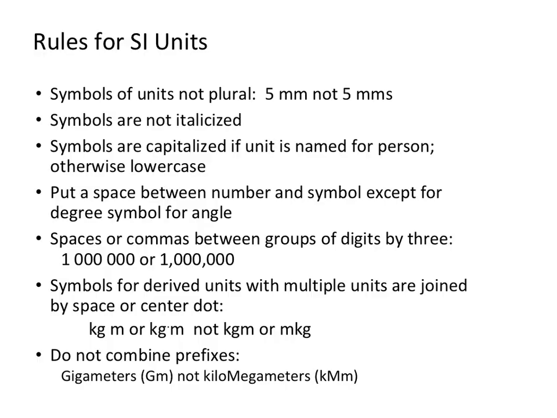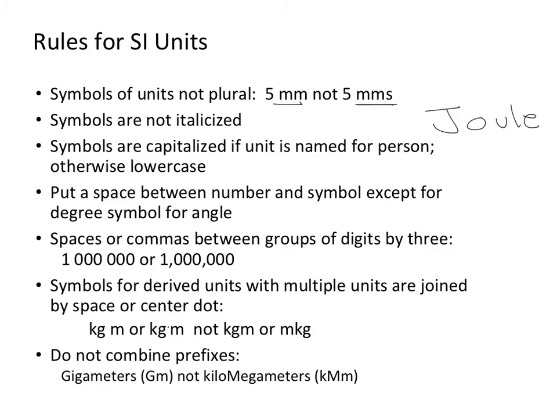There's a few rules for the SI units. For example, symbols of units should not be plural, so you would write 5 mm with no s, not 5 mms with an s at the end. Symbols should not be italicized. A lot of people like to do that. Symbols are capitalized if the unit is named for a person. For example, a joule is capitalized, but otherwise they should be lowercase.